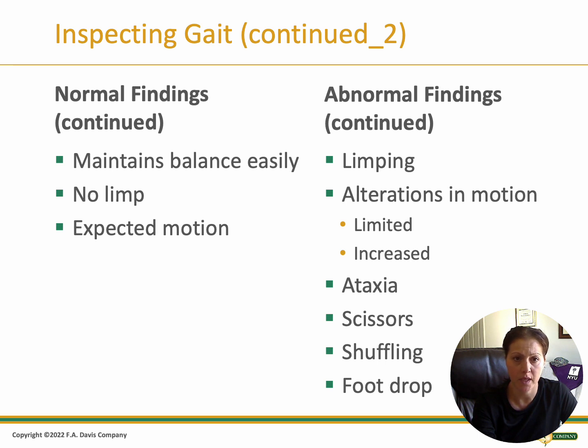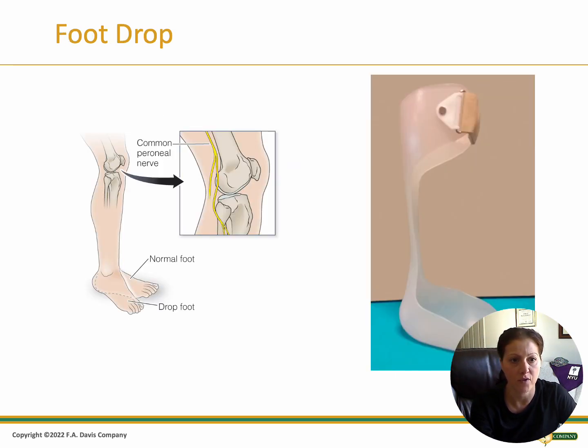What you would find abnormally is limping, alterations in their movement moving forward, ataxia, or joint movement with tremors. They're shuffling their foot, not lifting their foot off the ground, or when they put their foot down, there's a foot drop. And this is an example of what foot drop looks like. It's usually related to the peroneal nerve, or damage or trauma to that area, that's preventing the foot from lifting up and then stepping forward.